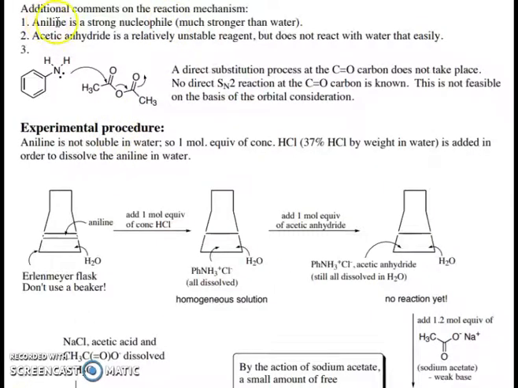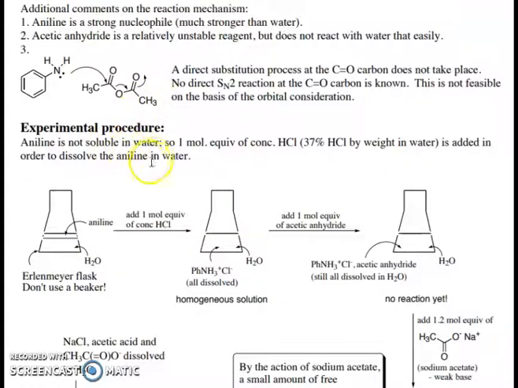Now friends, you can see additional comments on the reaction mechanism. Aniline is a strong nucleophile, much stronger than water. Acetic anhydride is a relatively reactive reagent, but does not react with water that easily. So a direct substitution process at the carbon double bond oxygen carbon does not take place. No direct SN2 reaction at the carbonyl carbon is known. This is not feasible on the basis of orbital considerations.